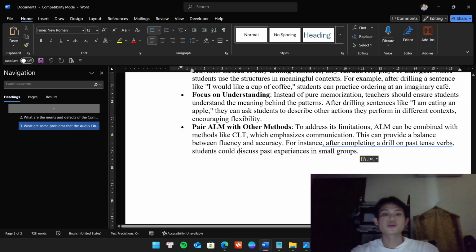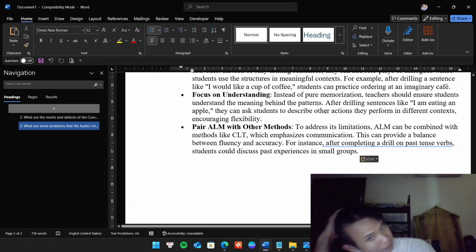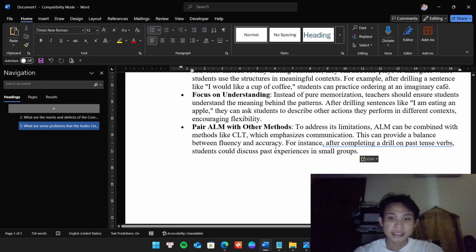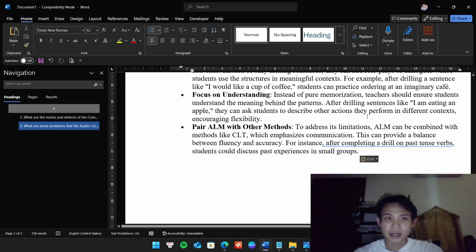And the last solution is that ALM can be combined with another method. It can be used with CLT. For example, after drilling a verb tense, like the past tense, they can use it to discuss their past experiences in small groups.